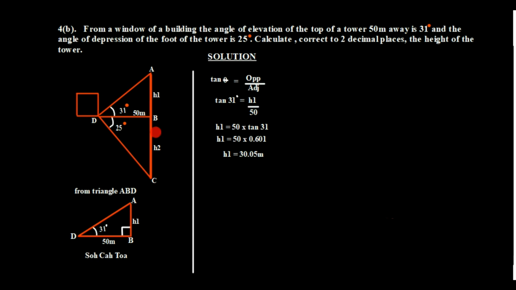So what we need to do next is to find the value of H2. Then H1 plus H2 together will give us the total height of the tower. So let's look at the second triangle BCD. Now we can draw out that triangle. Here we have D, B, and C, and this angle is 25 degrees, and we have DB as 50 meters. We have our H2 on this side. So from this triangle we can find the value of H2 using SOHCAHTOA as well.